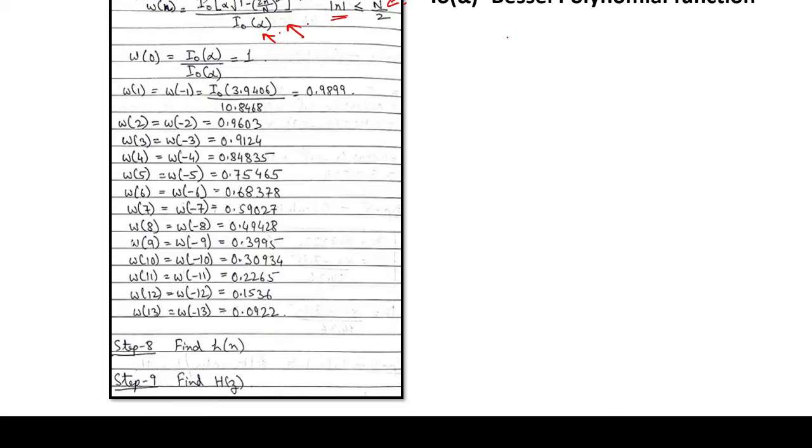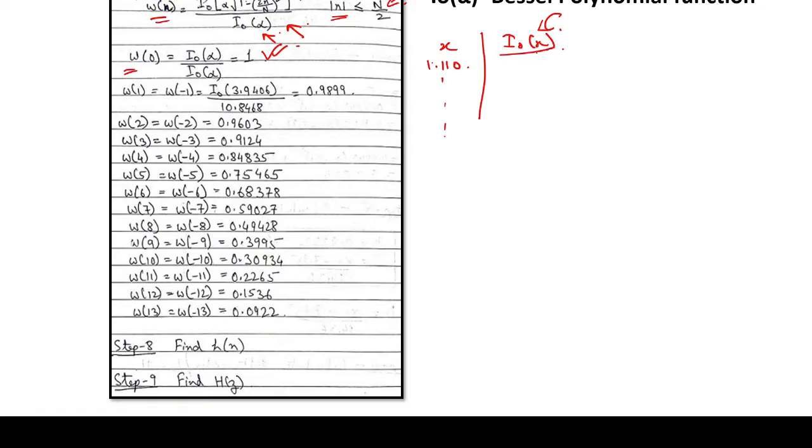So what happens now? We'll be having N equal to 26 divided by 2, which is 13. For the zero value, this term will be zero. So this gives 1, I0 alpha by I0 alpha, you get 1. Now for the other cases, you will be getting something like I0 of x. So what is x? x would be some value, say 1.110 or whatever.